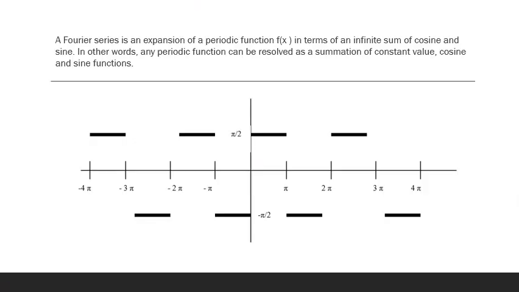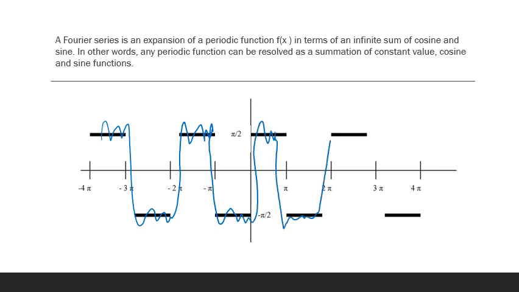So what is a Fourier series? A Fourier series is an expansion of a periodic function f(x) in terms of an infinite sum of cosine or sine. In other words, any periodic function can be resolved as a summation of a constant value, cosine and sine functions. For example, in this graph, rather than treating it as a compilation of many functions, we can represent it as one series that represents all functions along the graph.